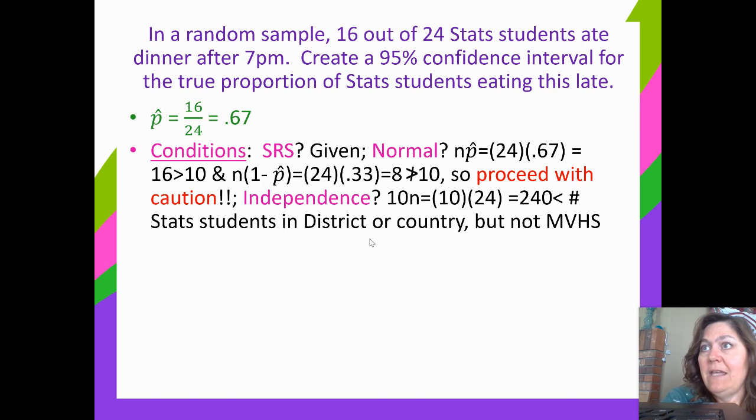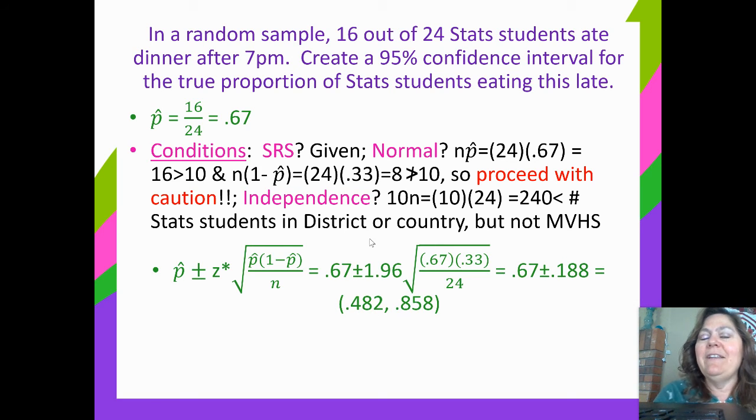Independence, 10n. We're going to have to assume there's more than 240 stat students in the district. I know it's not that at MVHS, so we'll have to say we're assuming it from our district. All right, go ahead and create the confidence interval.